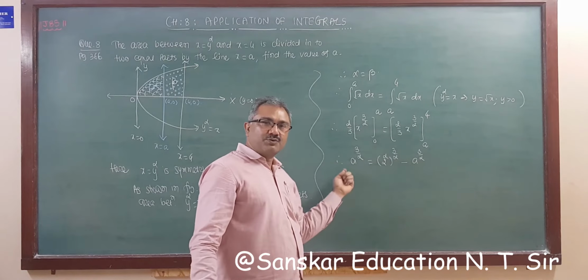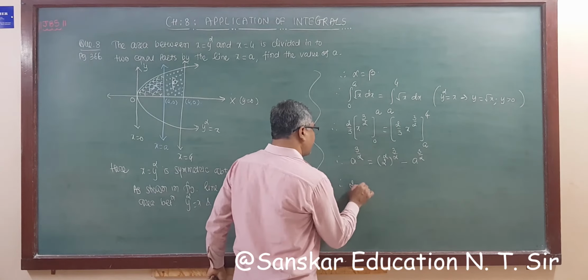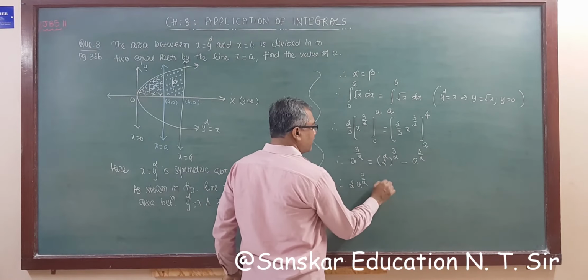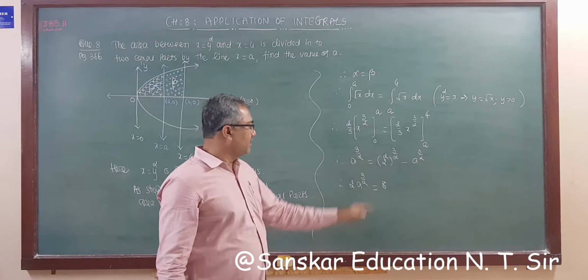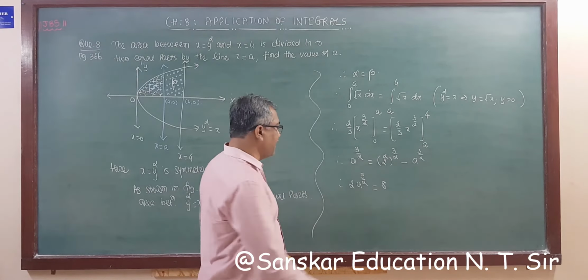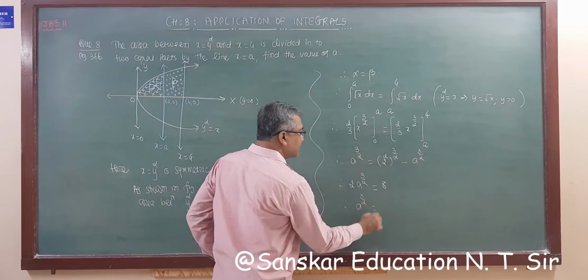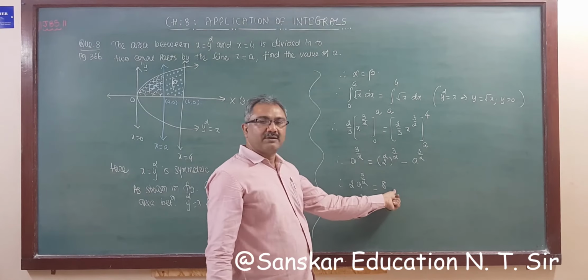So if we take these two here, this becomes 2 times a raised to 3 by 2 is equal to, this will be cut, so 2 will be cut. 2 cube is 8. So a raised to 3 by 2 is equal to 4.